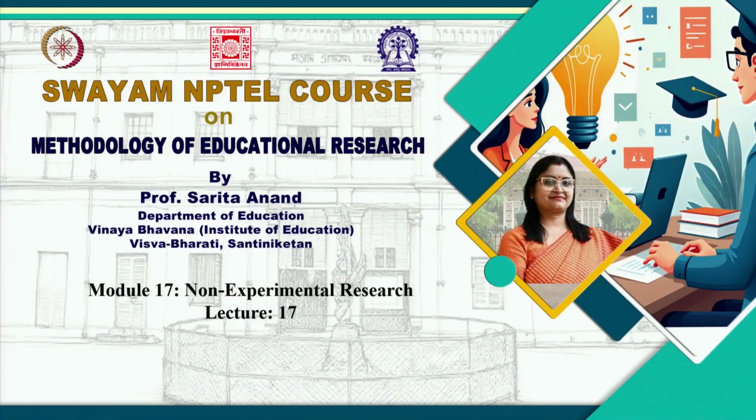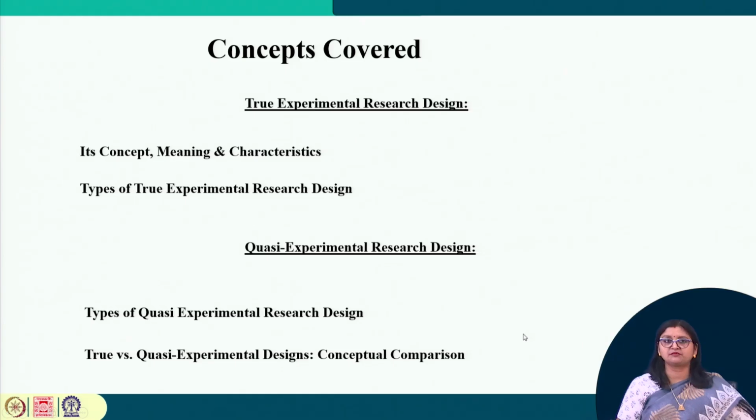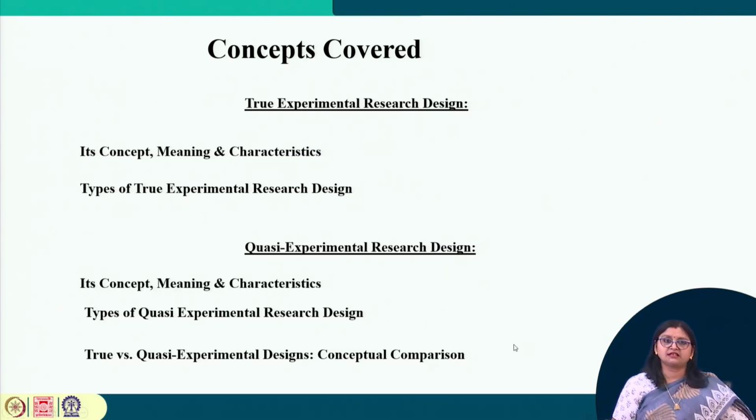Today we will talk about module 17 on non-experimental research, and this is lecture 17. Before going to the lecture, we will see the concepts covered till now. In the previous lecture, we covered the true experimental research design, its types, concept, meaning and characteristics, and the second one was quasi-experimental research design, its concept, meaning and characteristics, as well as the types of quasi-experimental research design.